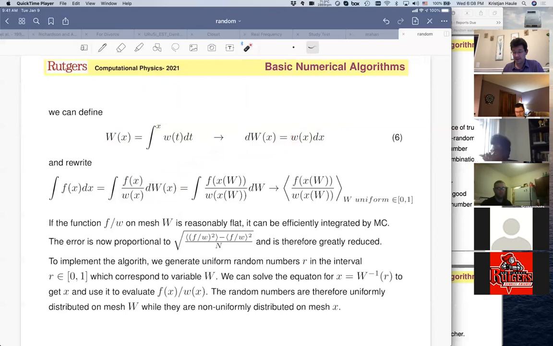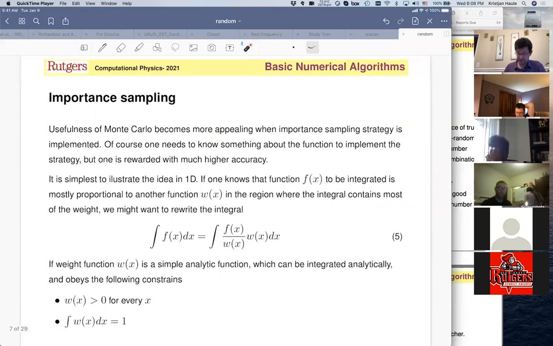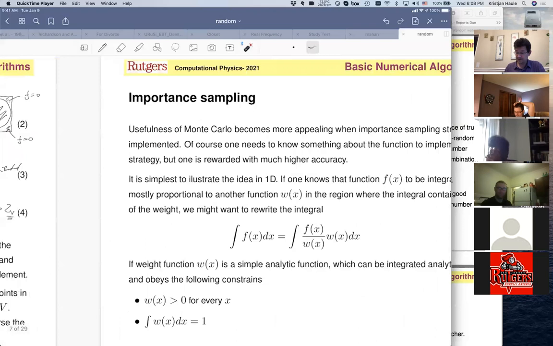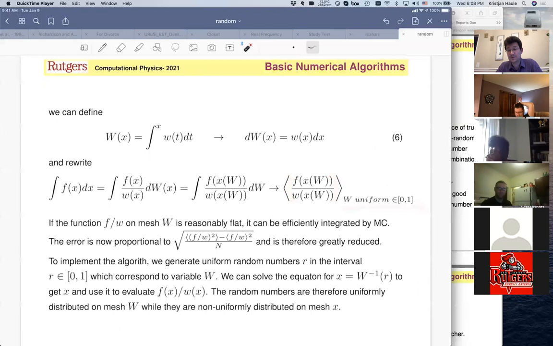If we know how to get x as a function of w, we can insert it here, and then we integrate over w. So from now on, we need to sample w, which is uniformly distributed, and we need to evaluate this quantity. We just changed the original integration, in which we were sampling f over x, into an integration in which we are sampling f over w, where w is uniformly distributed. So it's pretty trivial.